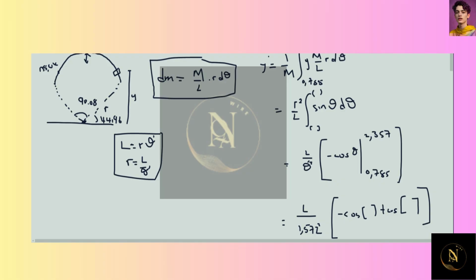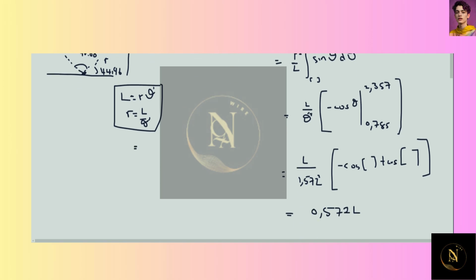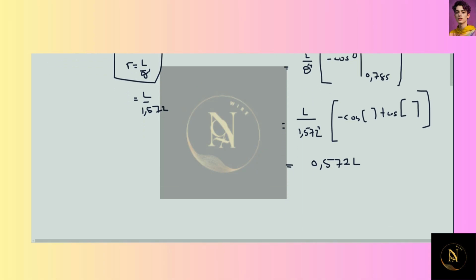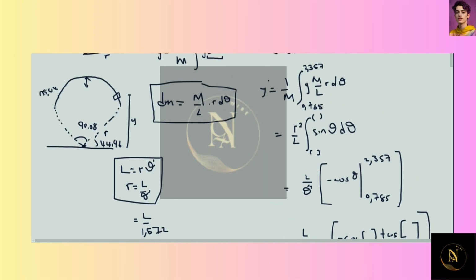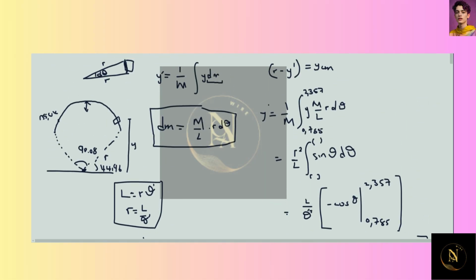So the total height of the center rod is just L over theta prime. So this is just L over 1.572. And if I calculate this, I'll find that that's equal to 0.636 L. Right. So we now have R and we now have Y prime.